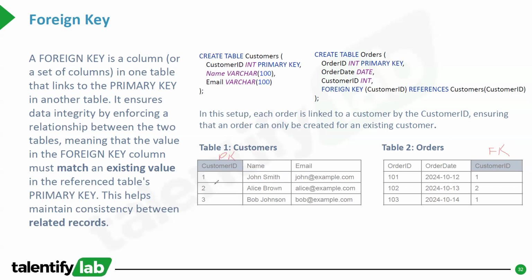All right. If 1 doesn't exist here, you cannot add. I can add 3. I cannot add 4 here because there is no customer ID 4. I cannot add an order for 4 because there is no customer such as 4. This is the relation between them. But it can be null, all right? Without a customer, you can add an order, but you cannot add a non-existing user. It must exist here.